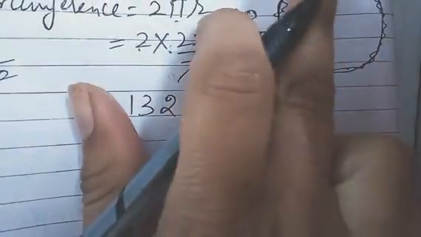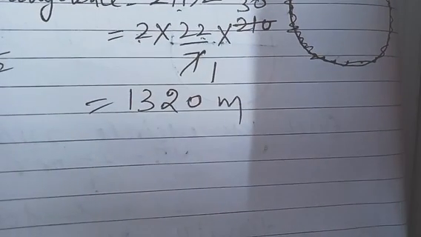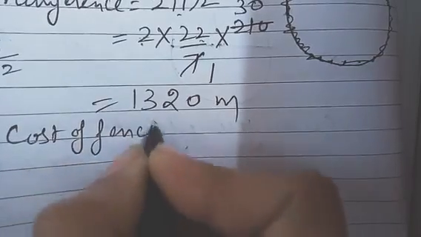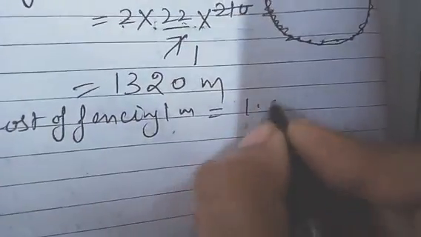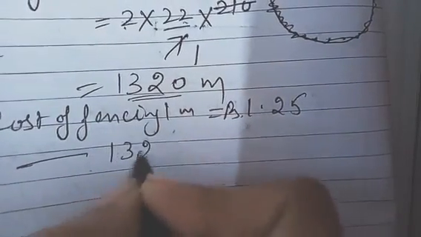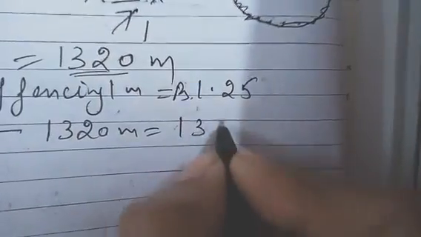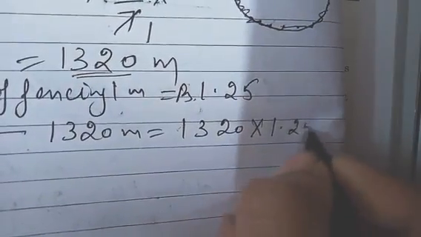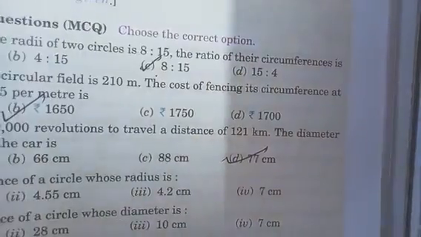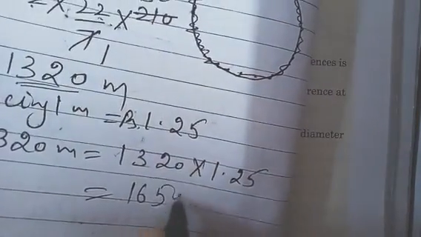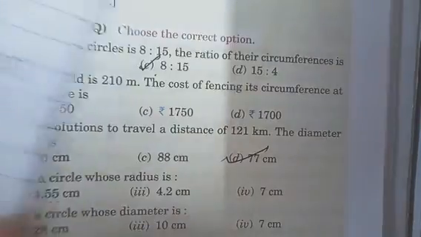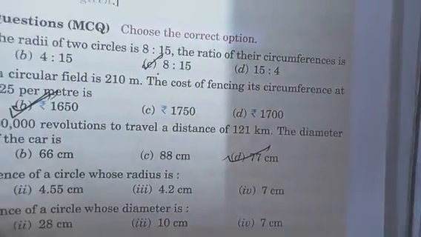Now they have given the cost of fencing per meter is equal to 1.25 rupees. How will you write? Cost of fencing 1 meter is equal to 1.25 rupees. Total how many meters? Then cost of fencing 1320 meter is equal to 1320 multiplied by 1.25. Then you can do its multiplication. When you multiply, the answer will be 1650 rupees. It's option B.